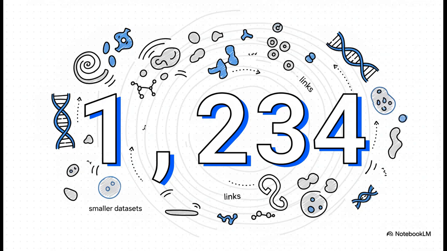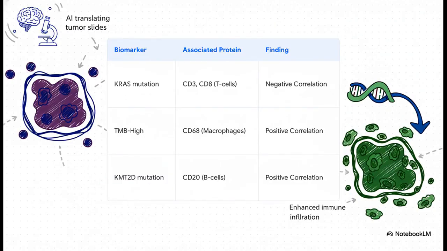Well, the results were just astounding. They uncovered over 1,200 new, statistically significant links, connections between the presence of certain proteins, specific genetic markers, and even patient outcomes. These are crucial connections that were simply invisible when they were working with smaller datasets.